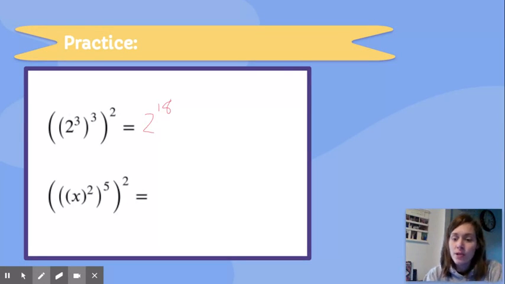We just multiplied all the exponents. So let's do the next one. X squared to the fifth squared. So just multiply your exponents. 2 times 5 is 10. Times 2 again is 20. So we now have x to the 20th.